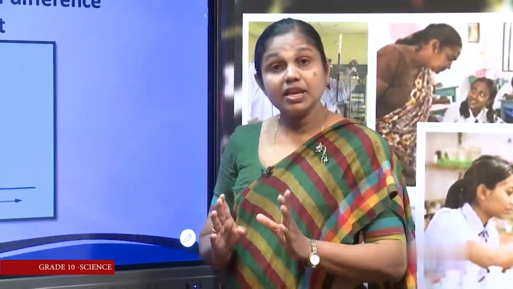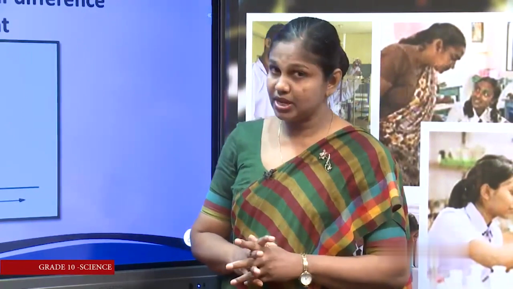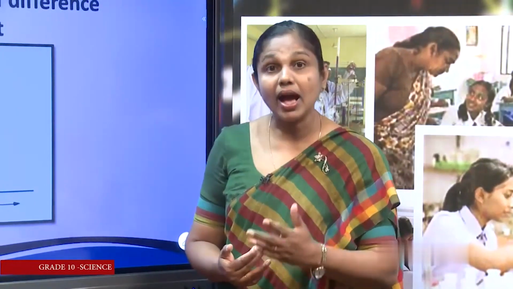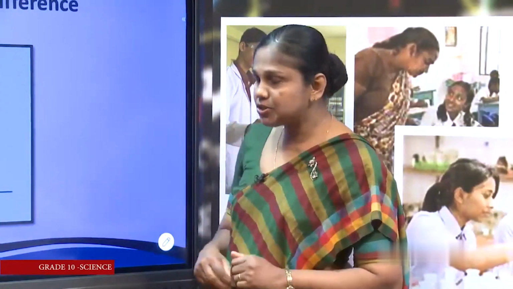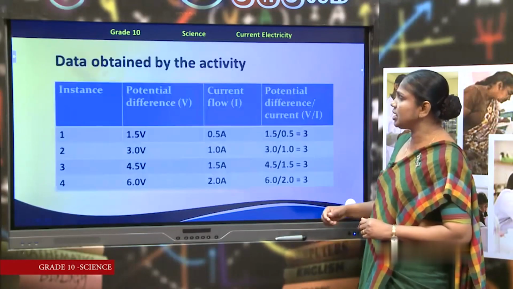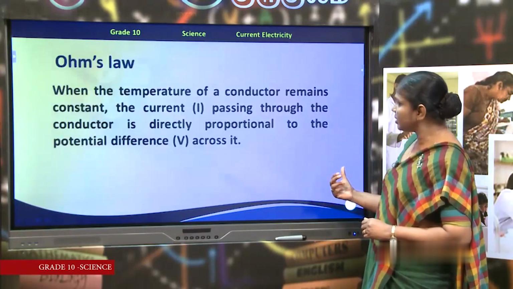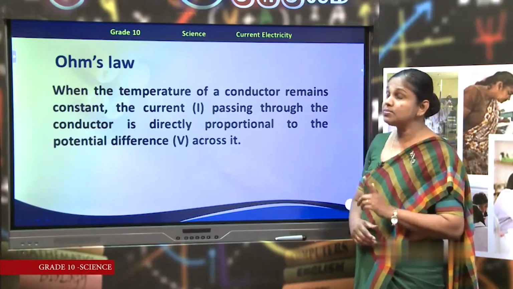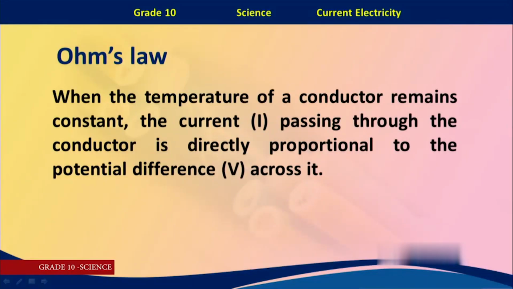That means these two have a direct proportion. That means potential difference V is directly proportional to the current flow I. This is the relationship that we wanted to find. This relationship is given as a law. This law is called Ohm's law because this was found for the first time by the scientist George Simon Ohm.